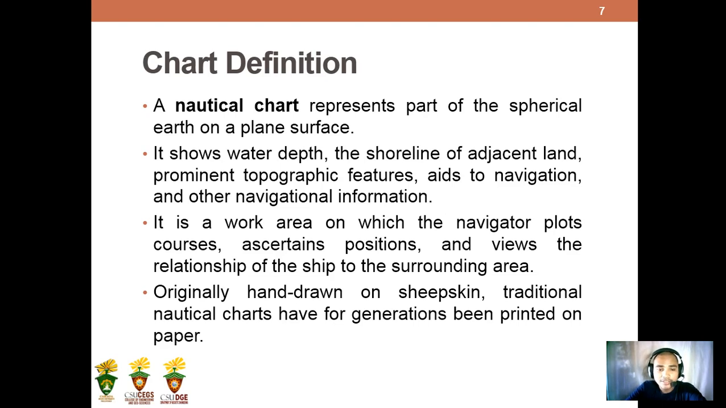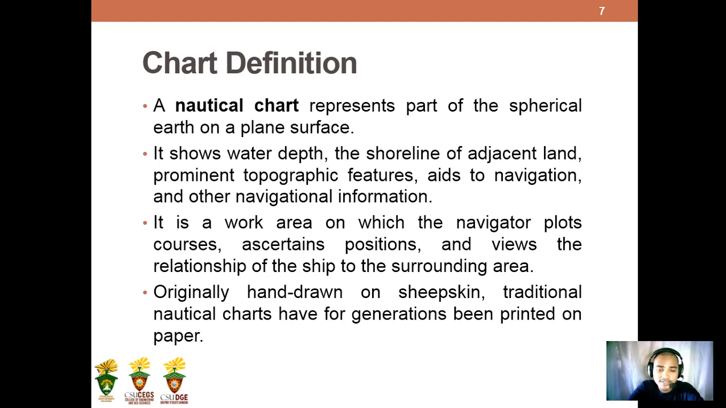A nautical chart is a work area on which the navigator plots their courses, ascertains positions, and views the relationship of the ship to its surrounding area. Okay, since we are dealing with waters, those most affected and who will make the most use of nautical charts are those working on ships or in other navigation jobs.